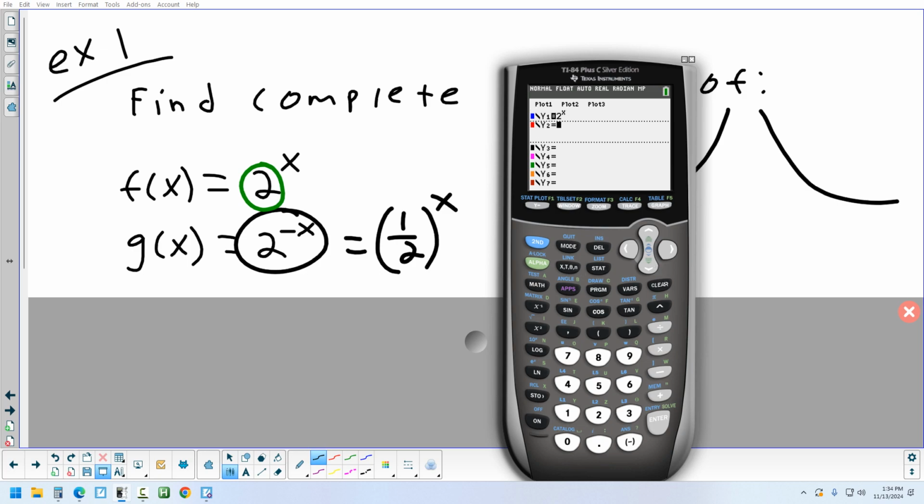Let's see how that one looks. That one's going to curve up as you go to the right. That's the top one. Then would you do the 1/2 x one, or would you do 2 negative? I would use the 1/2 one. What do you think's going to happen when we put in that one? It's going to go down.